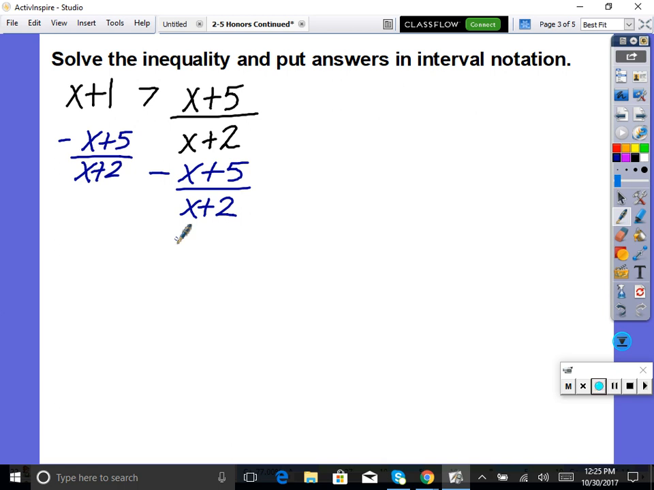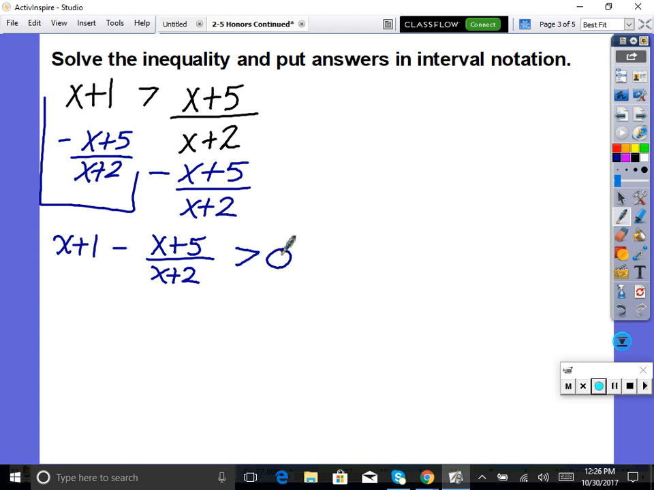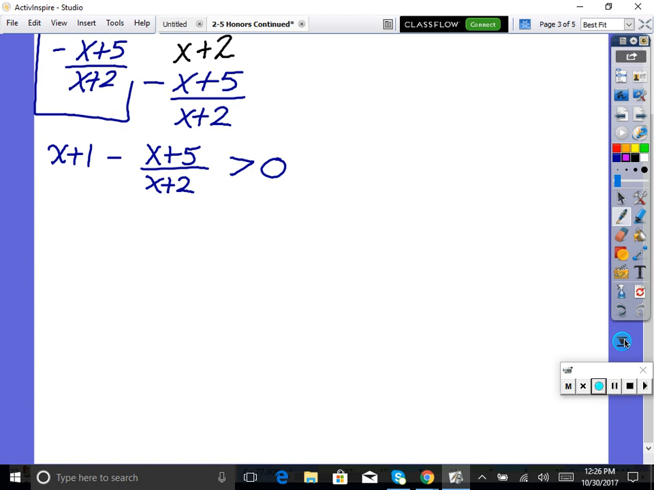So now on the left side, I have x plus 1 minus x plus 5 over x plus 2, and that's greater than 0. Once again, it's easier to see the values our function cannot be and the zeros if you're just dealing with one fraction. So let's get a least common denominator here. We're going to multiply by x plus 2. Make sure you use parentheses around two terms. That always helps.